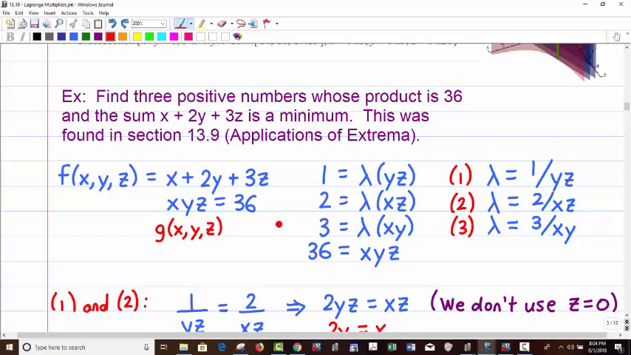And I'm just labeling right here that your xyz, that's your g of x, y, z, when we're coming up with these Lagrange equations. So the f partials, the fx, fy, fz, are always the left side. So these partials will be 1, 2, and 3, pretty straightforward. Now the right side is going to be lambda times the partials of g. The x partial will be yz. The y partial will be xz, and then the z partial will be xy.